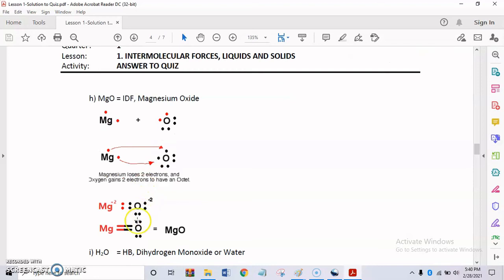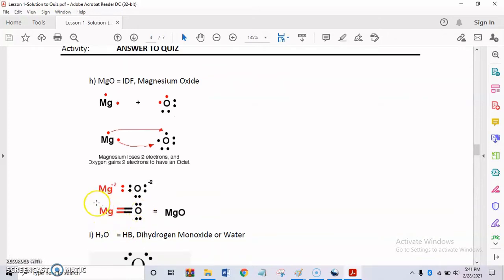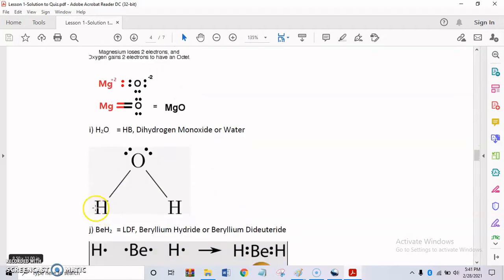So, magnesium oxide is an ion-dipole force of interaction, because magnesium is a metal element connected to oxygen. So, this is the molecular phase of our magnesium oxide. Next is water.